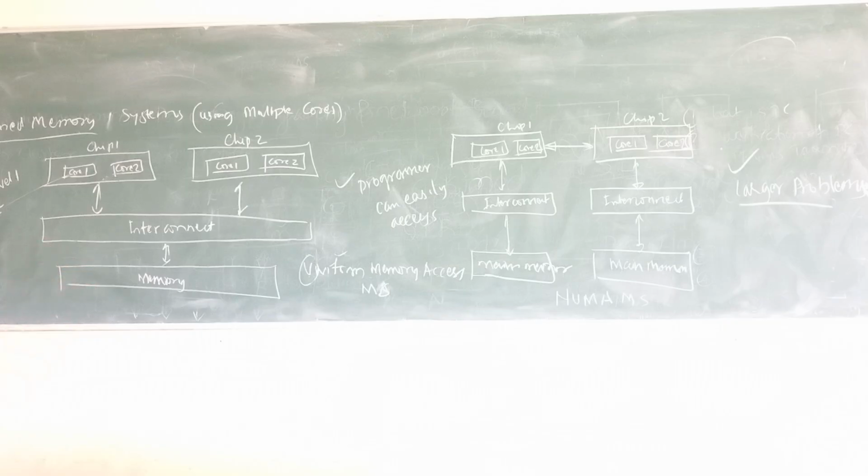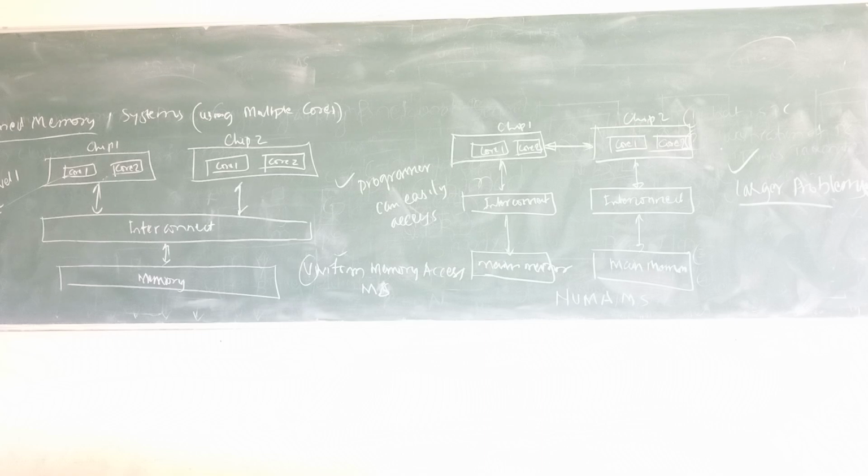In a non-uniform memory access system, the memory locations to which a core is directly connected can be accessed more quickly than a memory location that must be accessed through another chip.